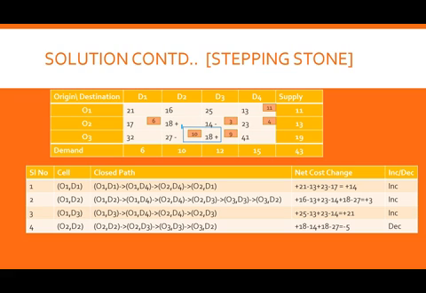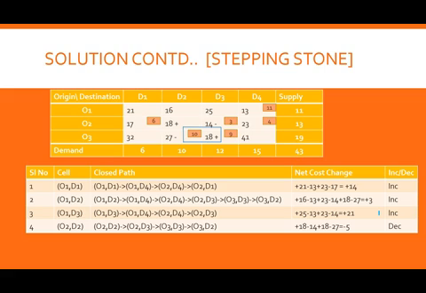O2D2. So when I consider O2D2, the loop that I get is O2D2, O2D3, O3D3, O3D2. Okay, this is the loop that I get. Put alternating signs, plus, minus, plus, minus. The net cost change will be plus 18, minus 14, plus 18, minus 27. So which will give me a net cost change of minus 5. So whatever solution I had got was not an optimal solution. There is still a chance to improve the solution. So this is a decrease in cost.